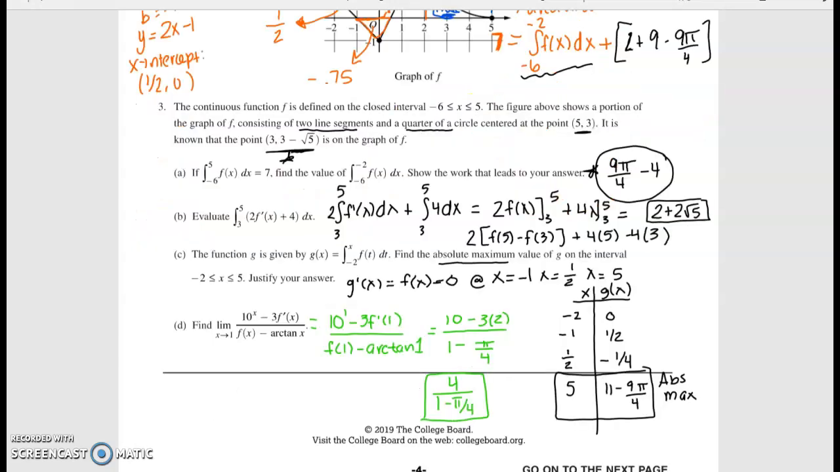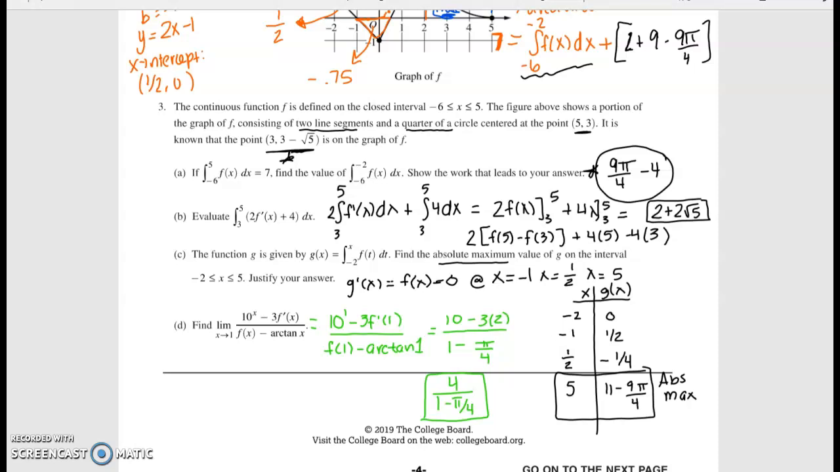Okay, letter C, they want the absolute maximum. So we are setting up a chart right here with our endpoints and our critical points. Now, how did I get those critical points? I want the absolute maximum of g. So we need the derivative of g, which is the fundamental theorem right here. When we derive g, we're going to get f of x because we're going to replace t with x. We're going to set that equal to 0.